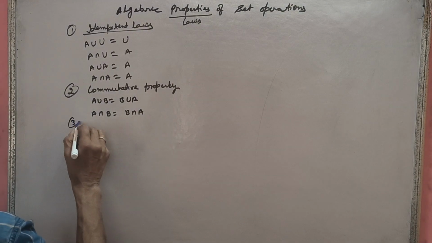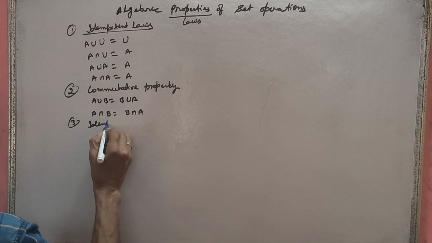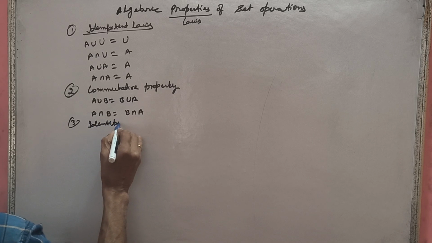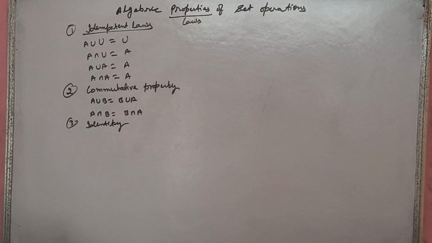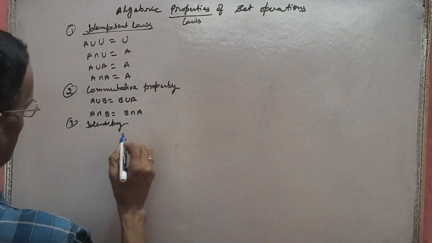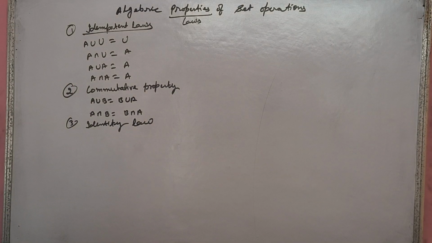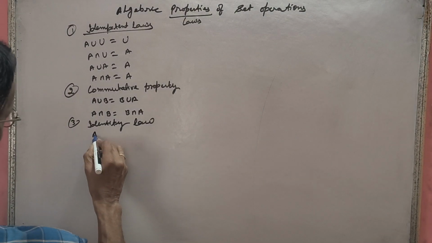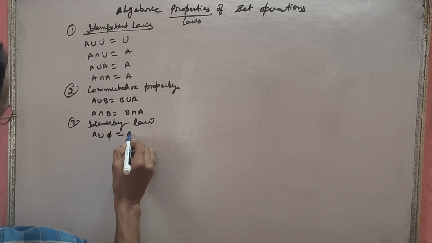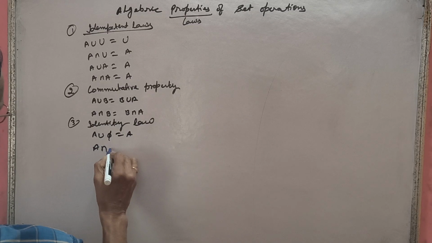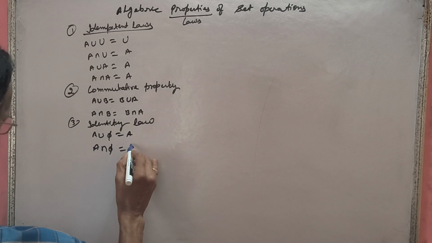Then number 3, identity law. Here in arithmetic also you have done identity. 0 is the identity element. Similarly here. You understood? A union phi equal to A, A intersection phi equal to phi.